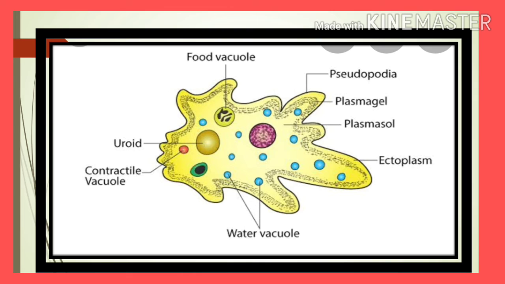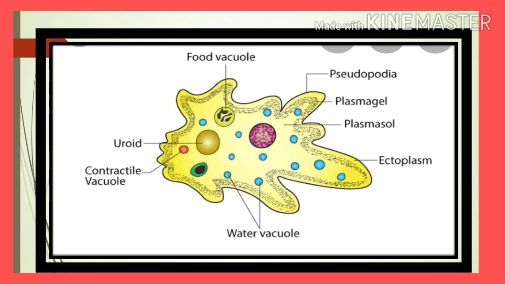So whenever this amoeba wants to move in that direction, it extends its body, forming a structure like a foot, that is called a pseudopodia. Here you can see the pseudopodia. Pseudopodia is nothing but a false foot formed by the amoeba.